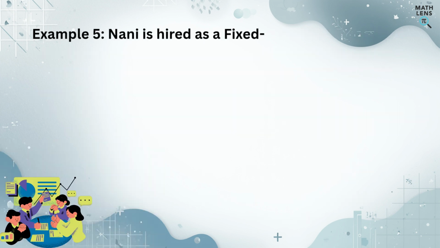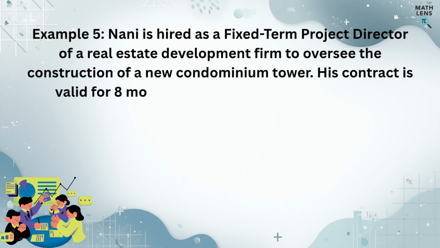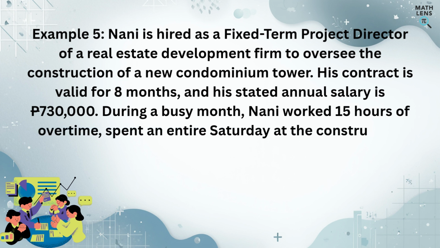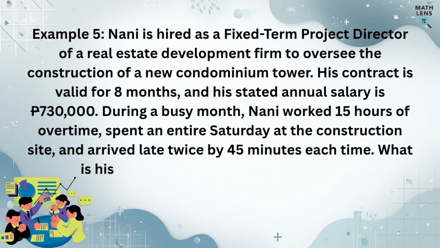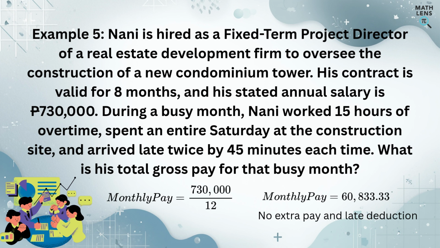In this example, we're looking at Nani, who has a fixed-term contract as a project director for a real estate firm. His contract lasts for 8 months, with an annual salary of 730,000. This means his monthly salary is calculated based on this annual figure. So his monthly pay is 60,833.33 pesos. Despite the additional hours and effort, Nani's monthly pay remains unchanged because his contract as a managerial, exempt employee specifies no extra pay and no late deduction.